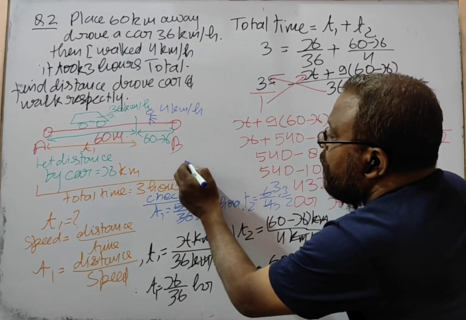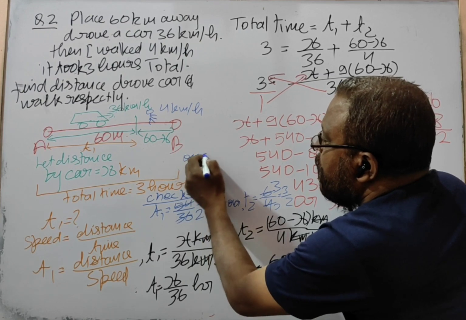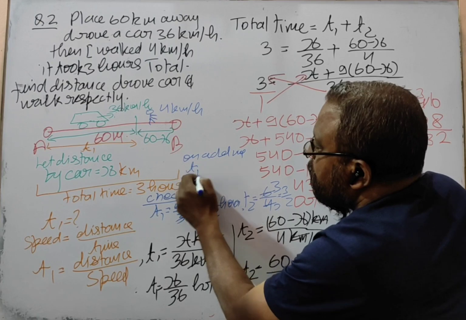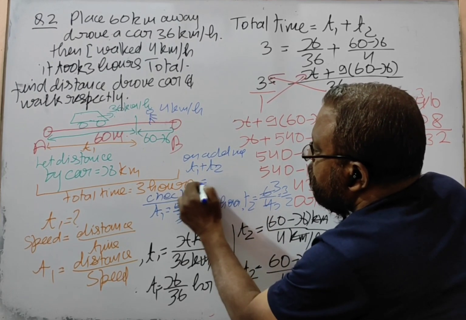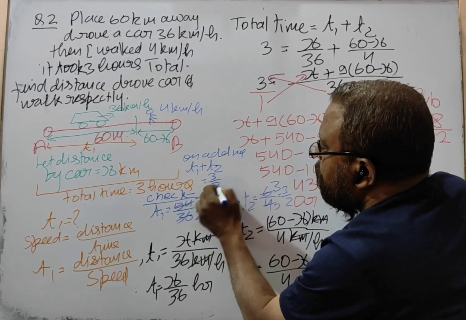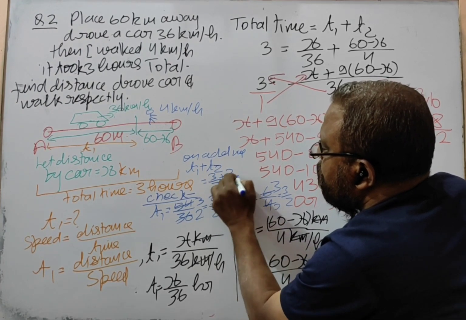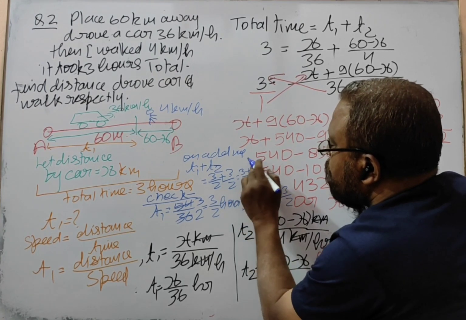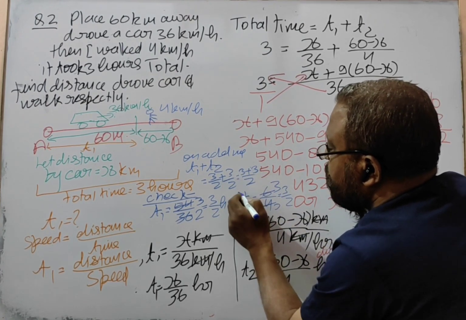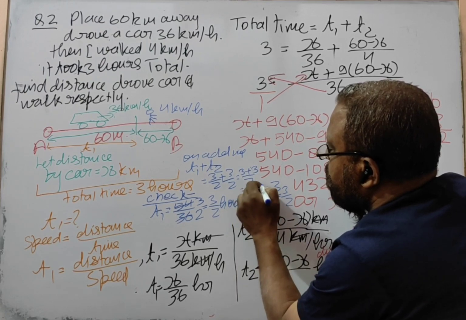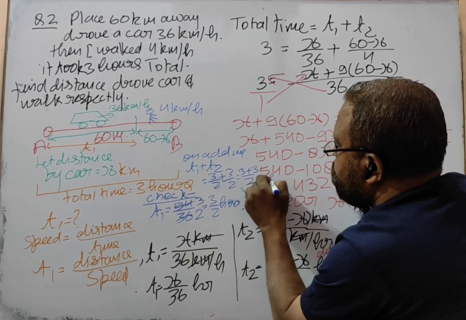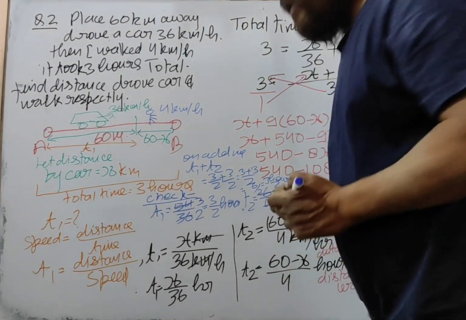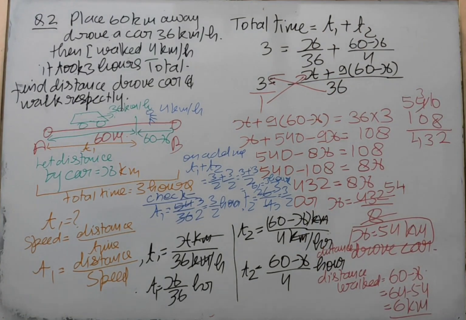So on adding T1 plus T2, we get 3 by 2 plus 3 by 2. We get 2 as the common denominator, and 3 plus 3 becomes 6. So it is 6 by 2, which is equal to 3 hours. So it is correct, right? We cross checked it also.